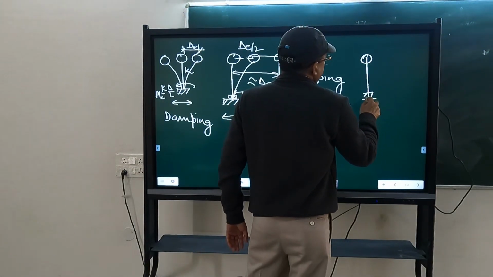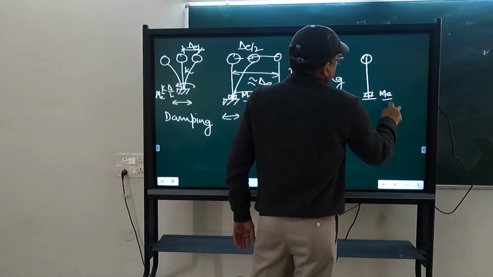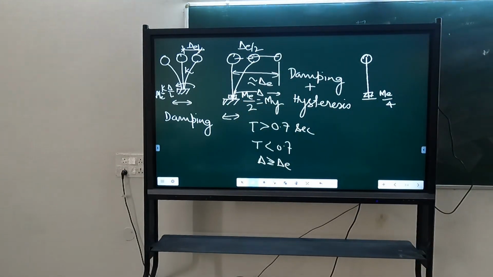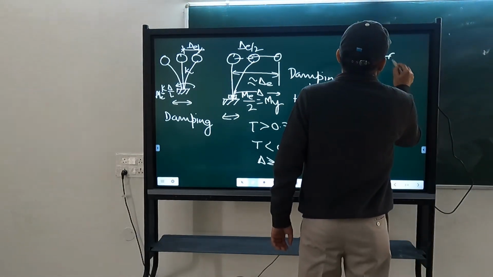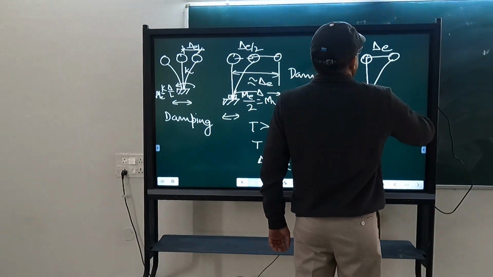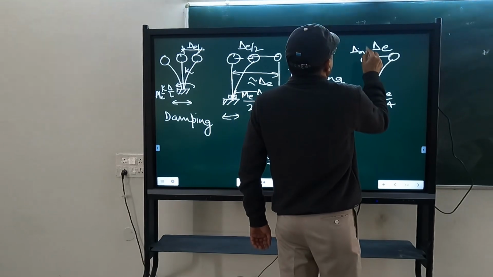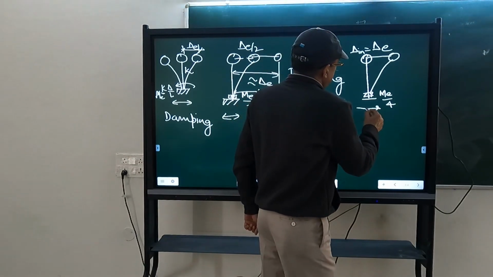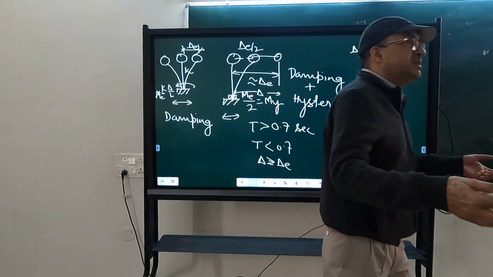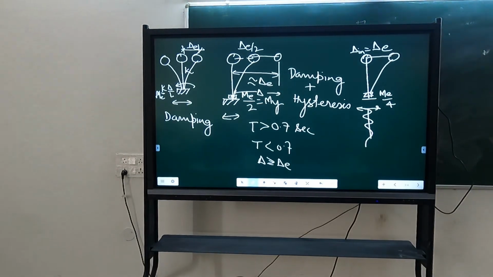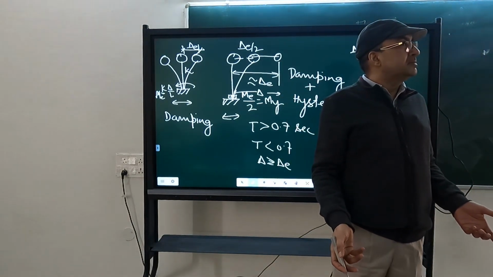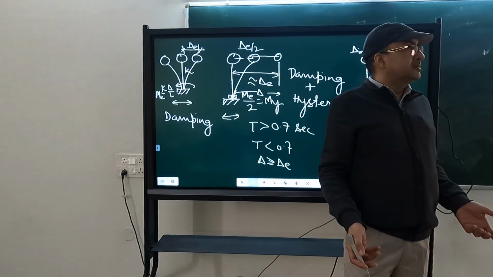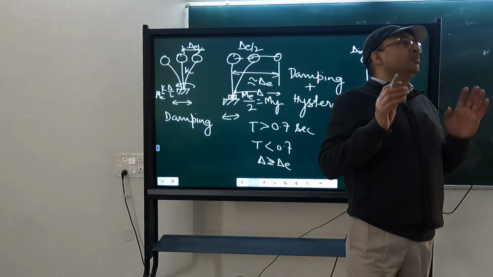The moment capacity which I have provided here is only ME by 4, only 1/4. Then what will happen? Then also it will be delta inelastic will be equal to delta E. Very funny, isn't it? The strength does not matter. It is for long periods. For short period structure, only 25% increase in the displacement. Ductility demand will be more.